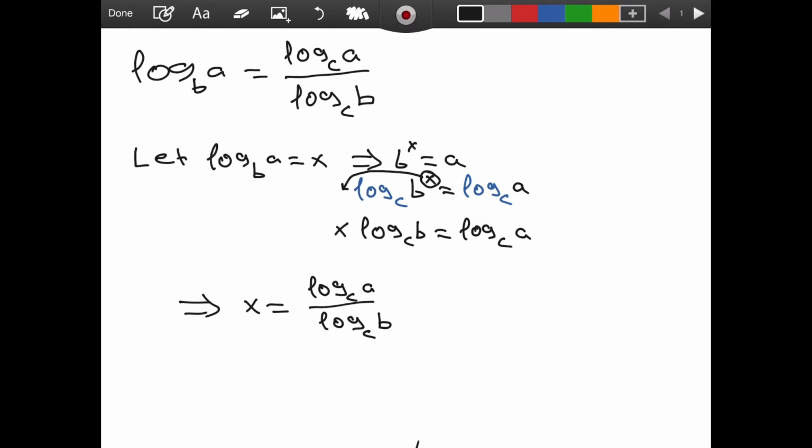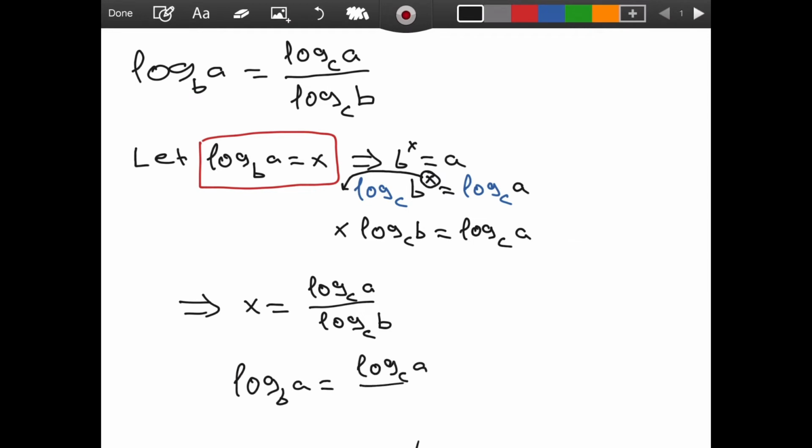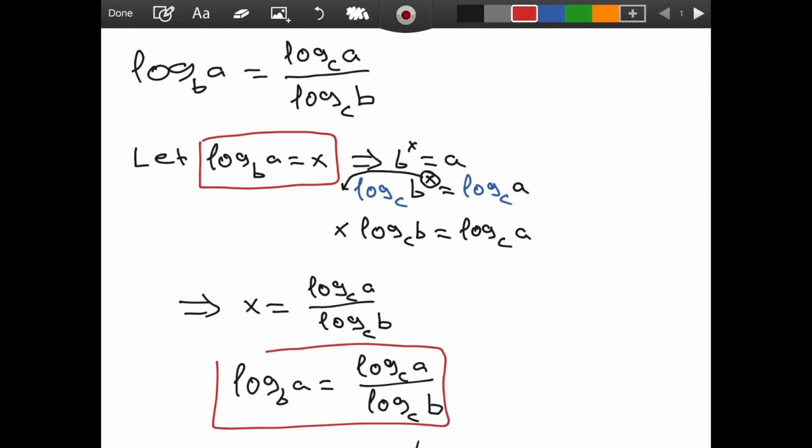And what we do now is we substitute for x, because we defined x like this at the beginning, and now we substitute for it. When we do that, what we get is this. Let me write it really quickly. Yep, this is what we get. And look at what we got. This is what we wanted to show, right? We have actually proven the change of base formula. As you can see, it is a very, very short proof.